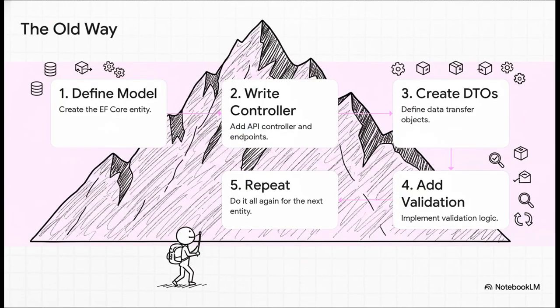And this slide, wow, it just lays out that familiar grind perfectly. For every single entity in your model, you do this dance. Define the model, write the API controllers, create the DTOs, implement validation, and then you have to hand code all the create, read, update, and delete logic. Then you move on to the next entity, and you do it all over again. It's just a mountain of boilerplate that can really slow a project down.